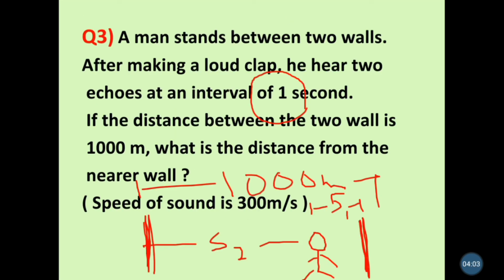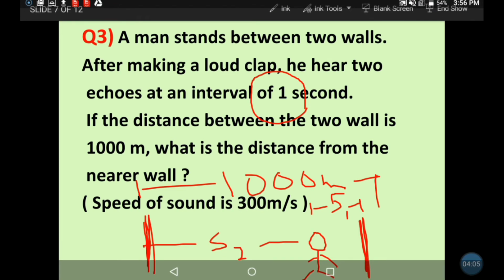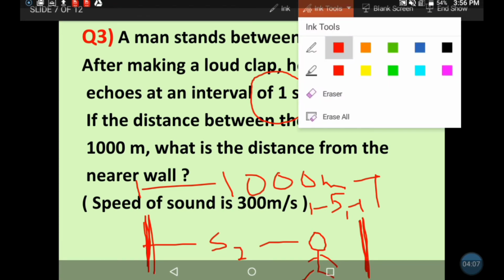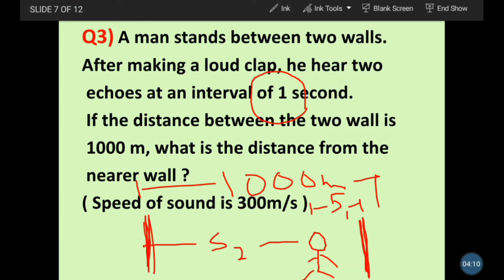Now let's see another numerical, question number 3. A man stands between two walls. After making a loud clap, he hears two echoes at an interval of 1 second. If the distance between the two walls is 1000 meters, what is the distance from the nearer wall?